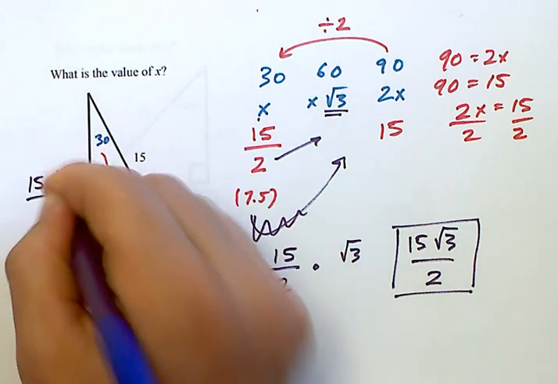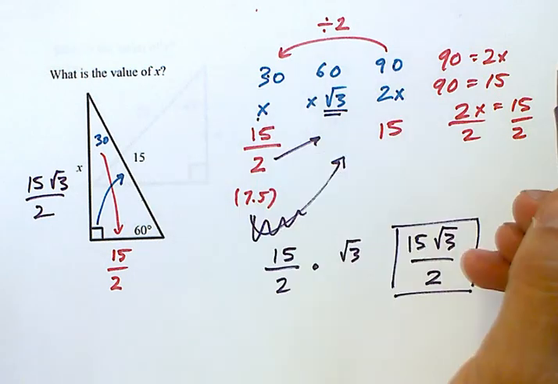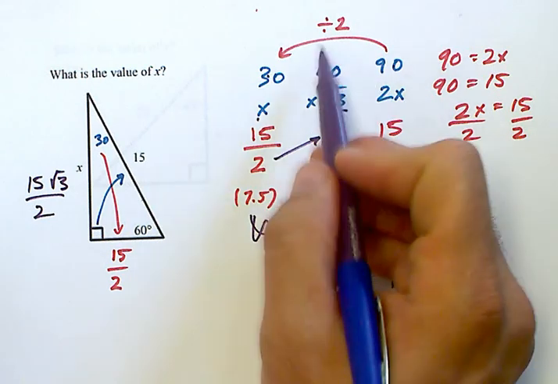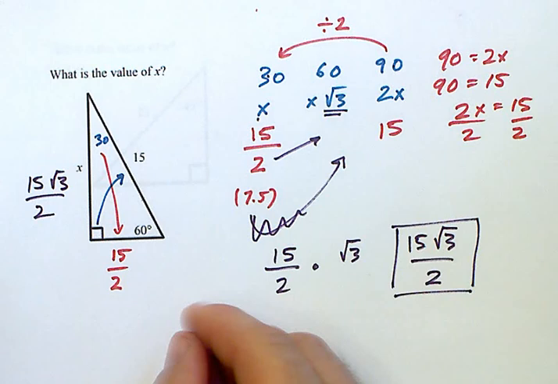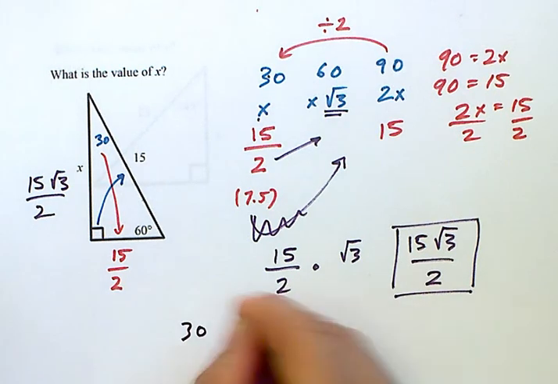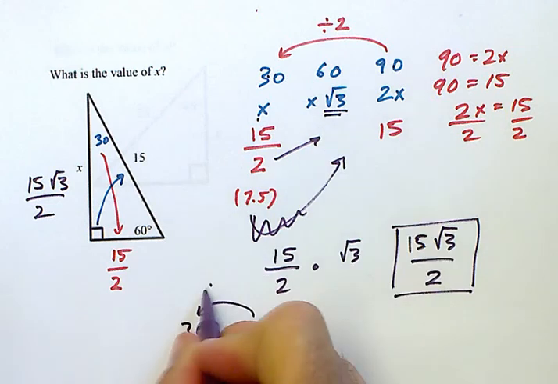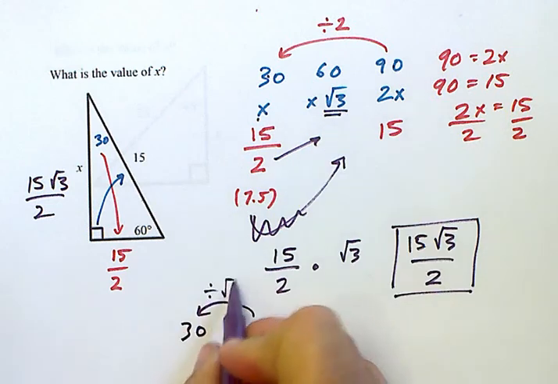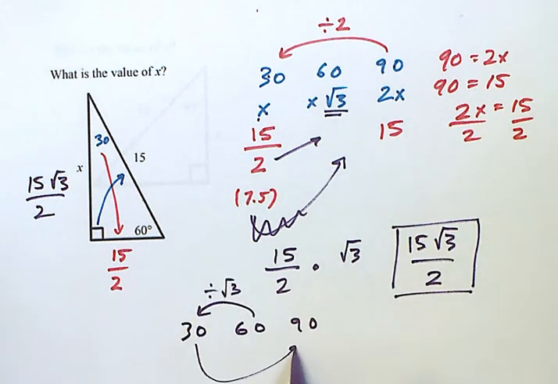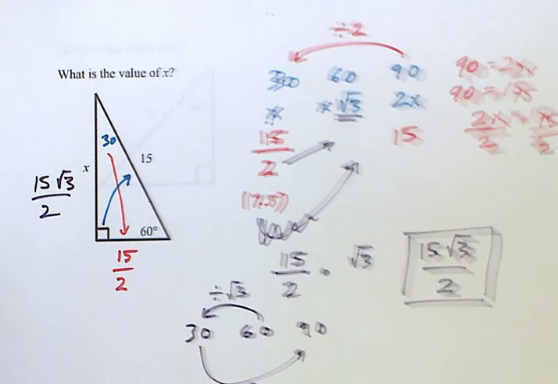I'm also showing you as we go along how to get from 90 to 30. And if you ever want to go from 60 to 30, that's the same thing. x square root of 3 is equal to 60, so here you're just dividing by square root of 3. And then to go from 30 to 90, you're multiplying by 2. That's just an example if you're dealing with something where they give you a side opposite 60.